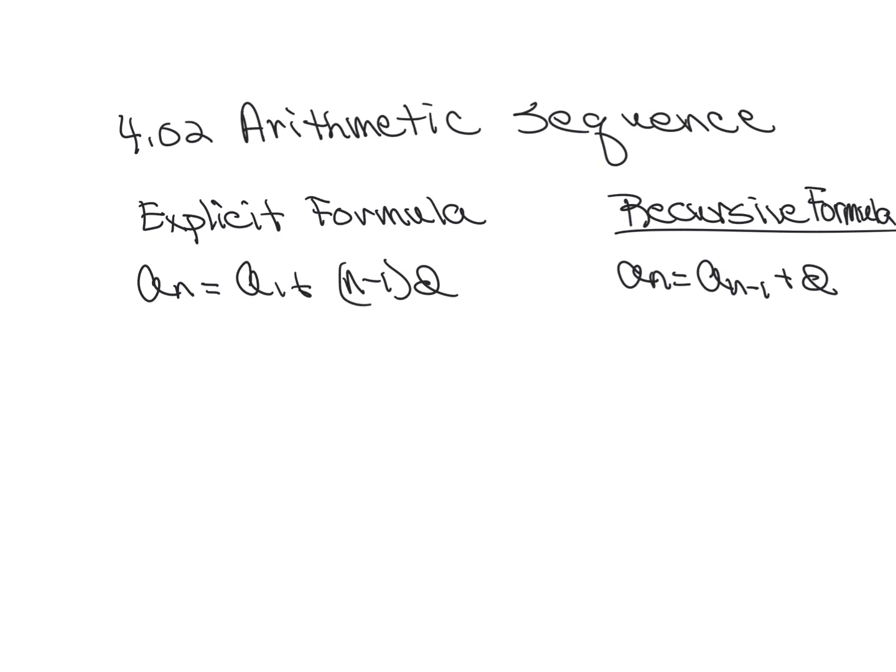All right, in this lesson, 4.02 arithmetic sequences, we have two types of formulas. We have the explicit formula, and that formula is a sub n equals a sub 1 plus n minus 1 times d. In order to use this formula, you have to know what a sub 1 is equal to, what n is equal to, and what d is equal to.